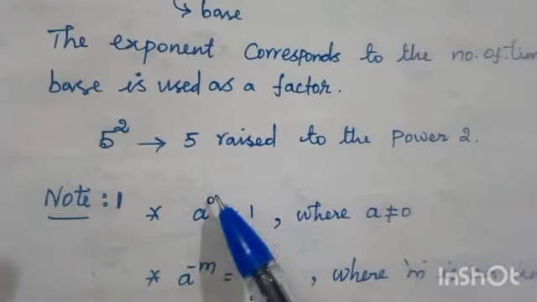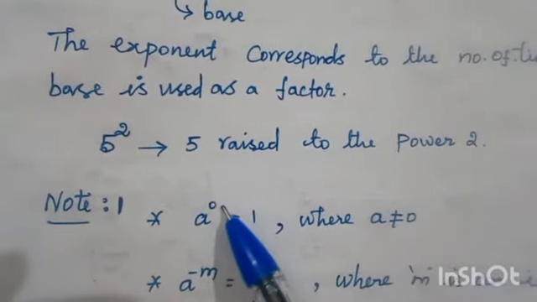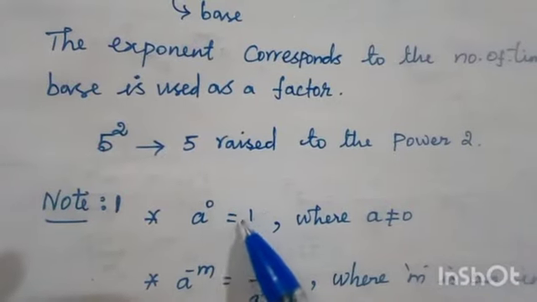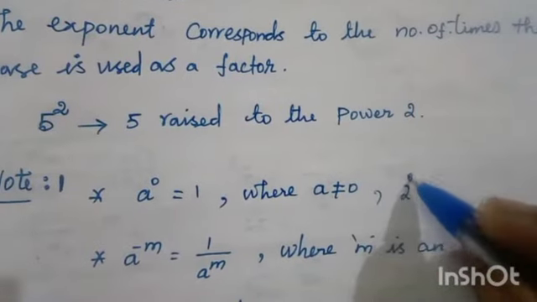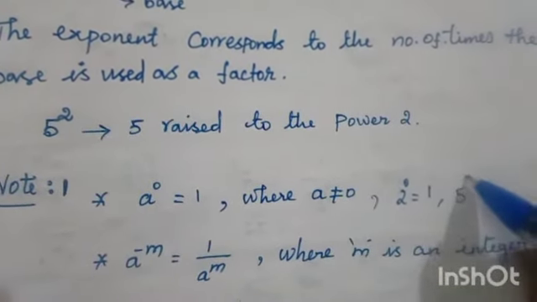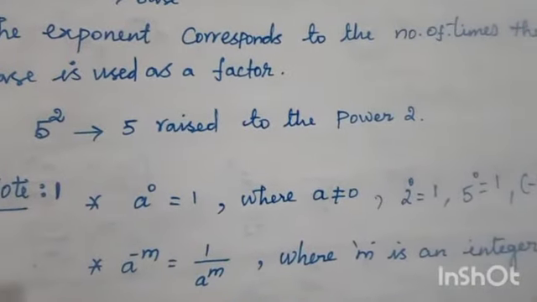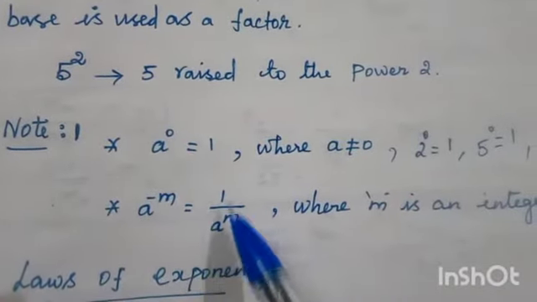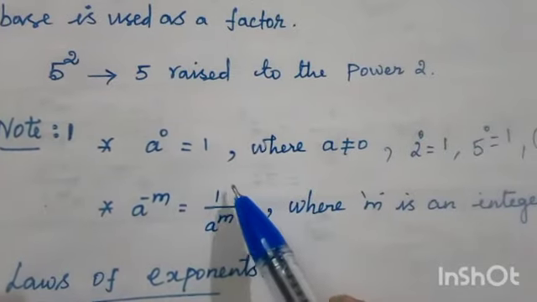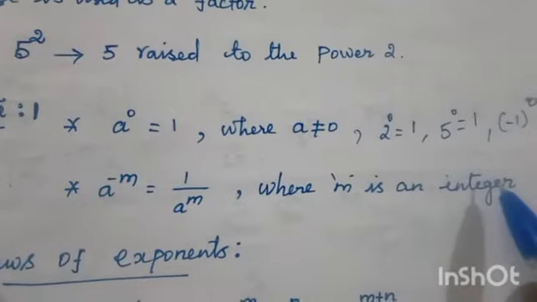Now listen to this note. A power 0 is equal to 1, where a is not equal to 0. That means anything power 0 is equal to 1. For example, 2 power 0 is equal to 1, 5 power 0 is equal to 1, minus 1 power 0 is equal to 1. Next, a power minus m is equal to 1 by a power m. This is a formula, where m is an integer.